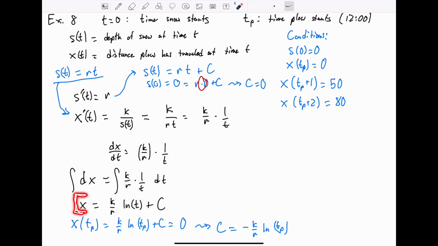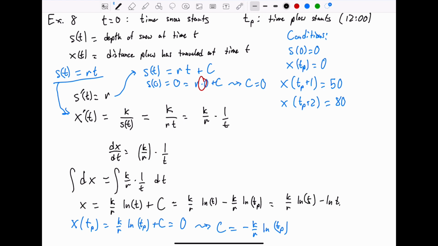This is the distance that the snowplow has traveled. We just found the arbitrary constant c, so we can go ahead and plug that in. So we have k over r times the natural log of t plus c, which is minus k over r times the natural log of t sub p. I can simplify this a little bit. I can factor out the k over r. So I can write this as k over r times the natural log of t, where t is the variable, minus the natural log of t sub p. T sub p is ultimately what I'm trying to solve for.